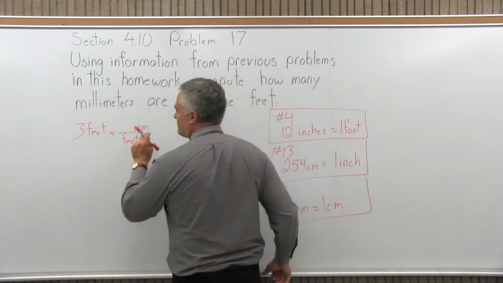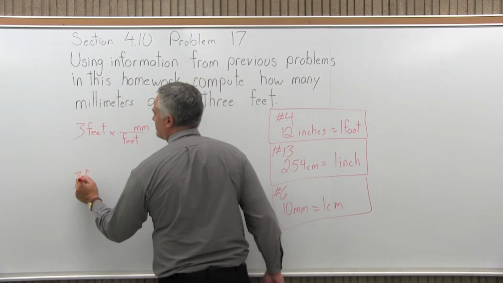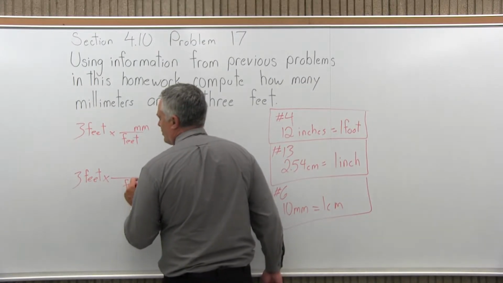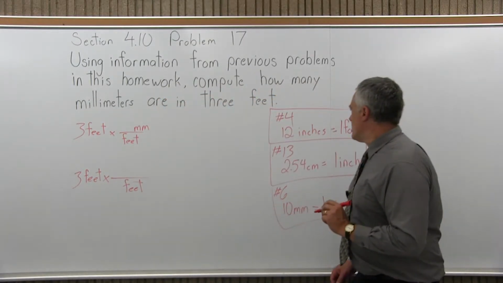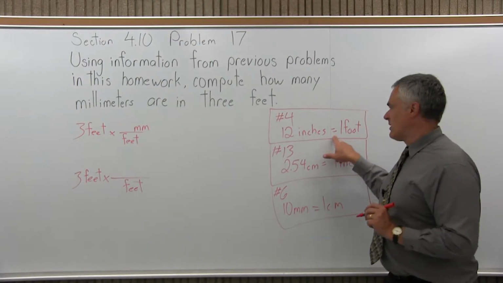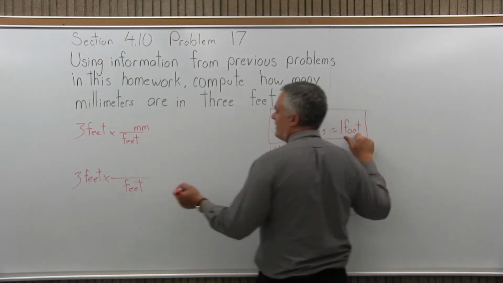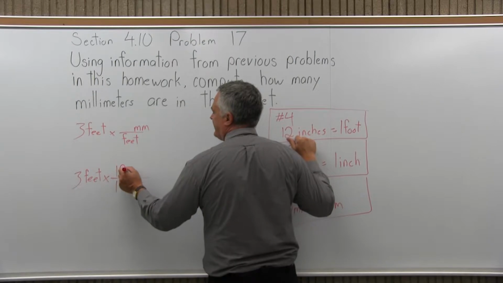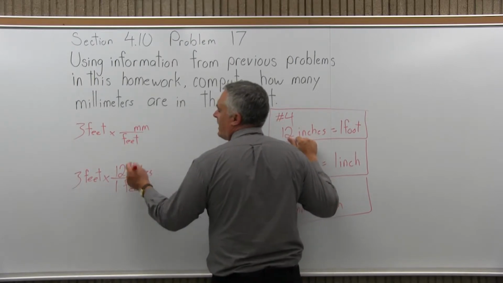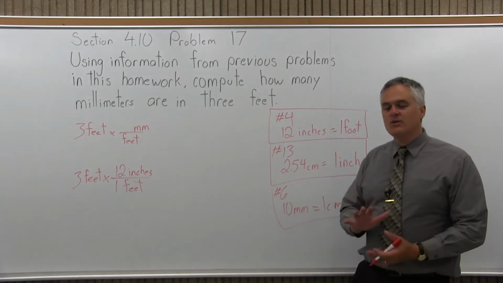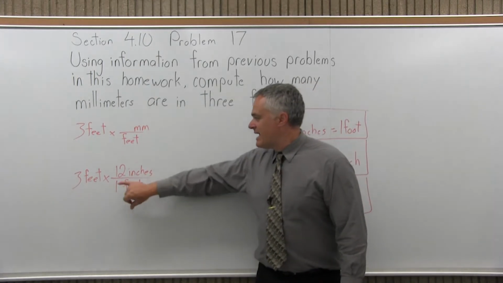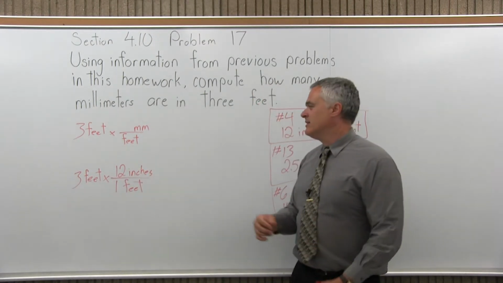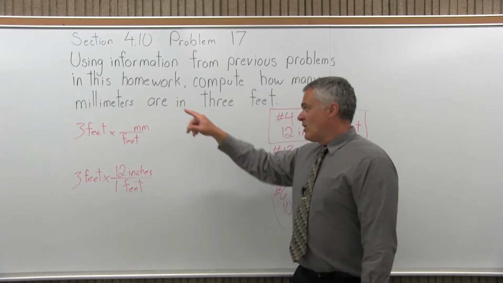So now as I start this process, I want to cancel feet. So 3 feet will be multiplied times something that has feet in the denominator. I want to make the feet cancel. So what do I have with feet? I have this on top from number 4. 12 inches equals 1 foot. So I have 1 foot. I'm writing 1 feet. That's not good grammatically, but it's okay. And 12 inches in the numerator. So I have an equivalent amount. 12 inches, 1 foot, they equal, so I'm multiplying times 1. And what's happened is the feet will cancel. Feet in the numerator, feet in the denominator. So now I have a quantity in inches, which is not what I want. I want to end in millimeters.